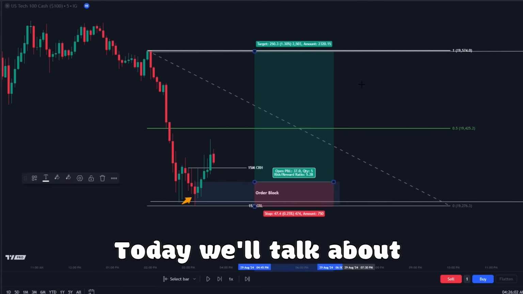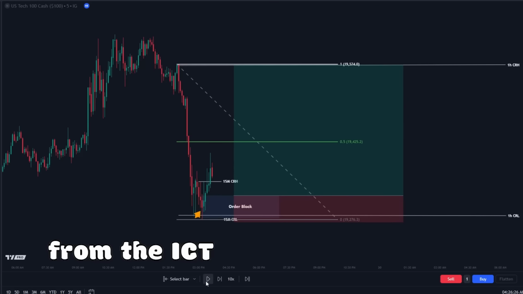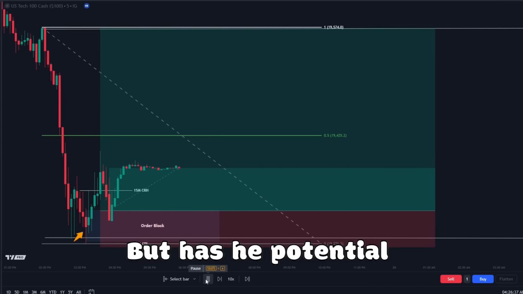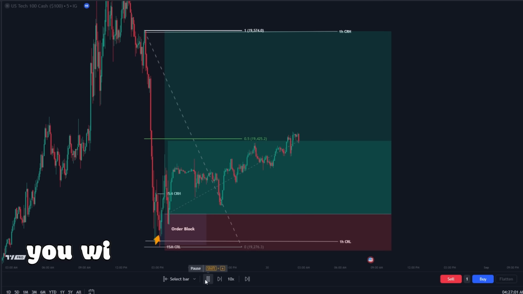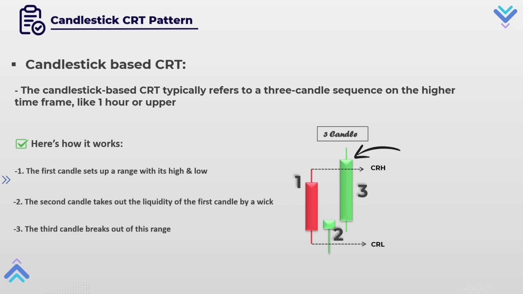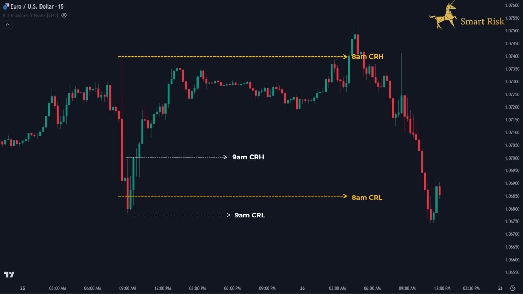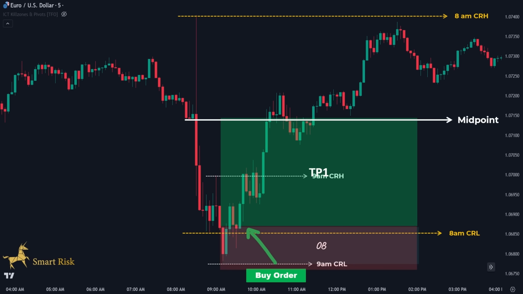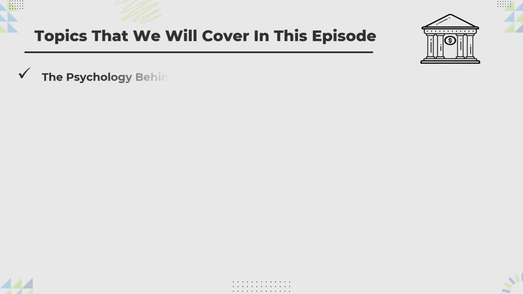Today, we will talk about the candle range theory, an advanced concept that's been kept secret from the ICT trading community, but has the potential to skyrocket your win rates. By mastering this concept, you will be able to predict upcoming price movements and candle formations before they even happen in the market. This powerful trading model will give you insights into being on the same side as institutional money, instead of being on the opposite side of their trades. So, make sure not to miss any part of this video and watch carefully.